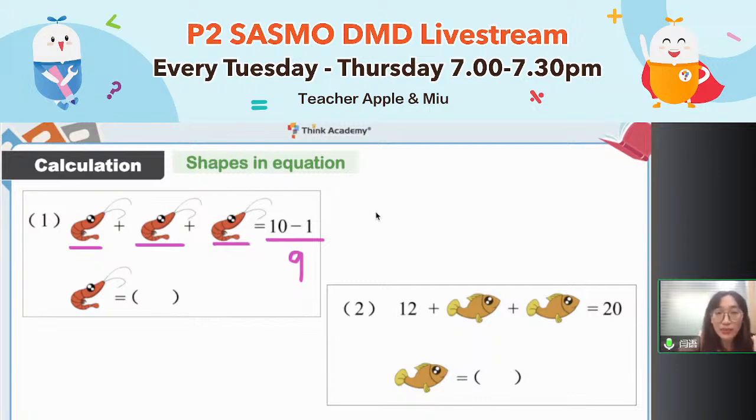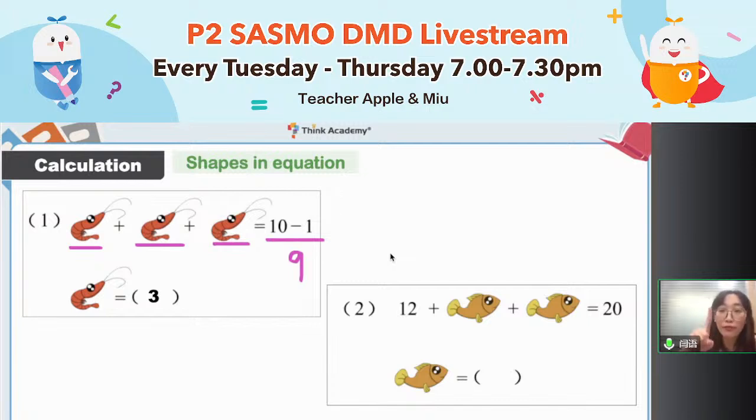And do remember that for the same picture, it represents the same number. You cannot say, okay, 2 plus 3 plus 4. Okay, don't do that. Shrimp plus shrimp plus shrimp. So all the shrimps should be the same number. That is 3. Okay. And then for the second one, 12 plus fish plus fish equals to 20.